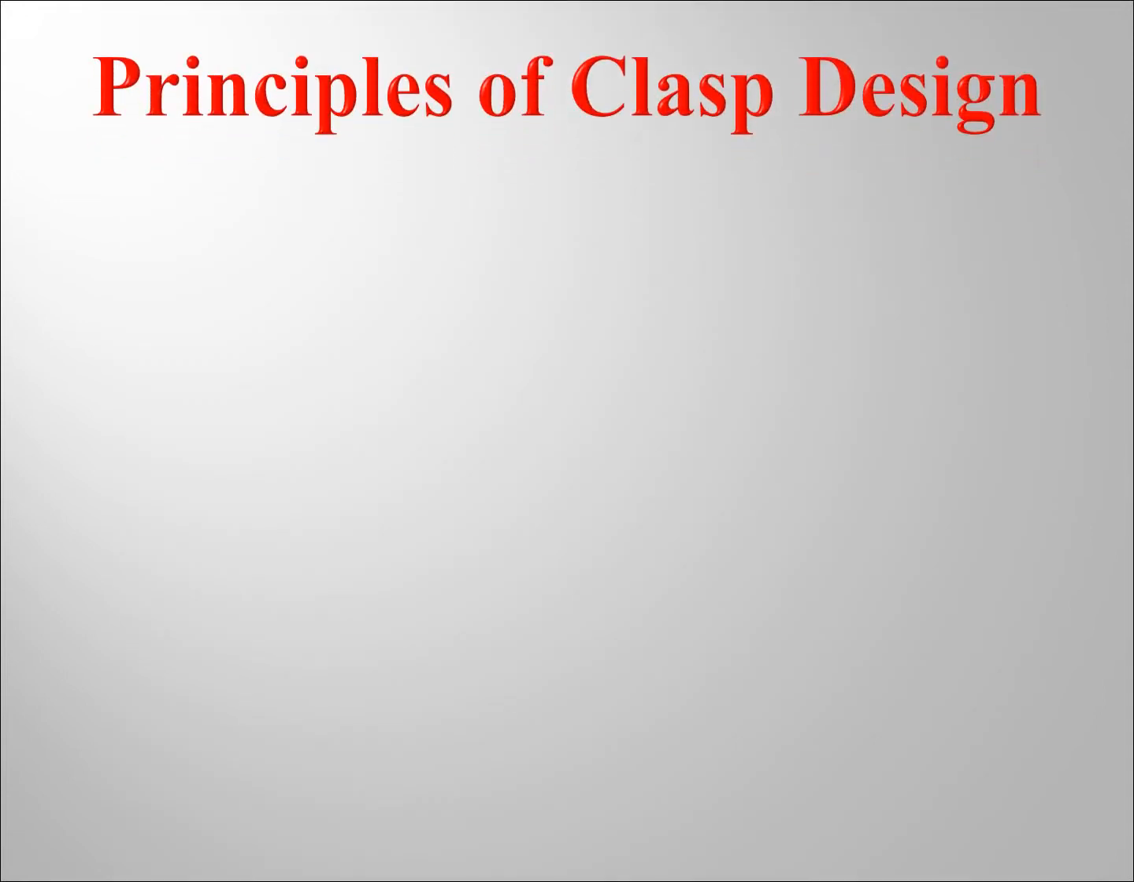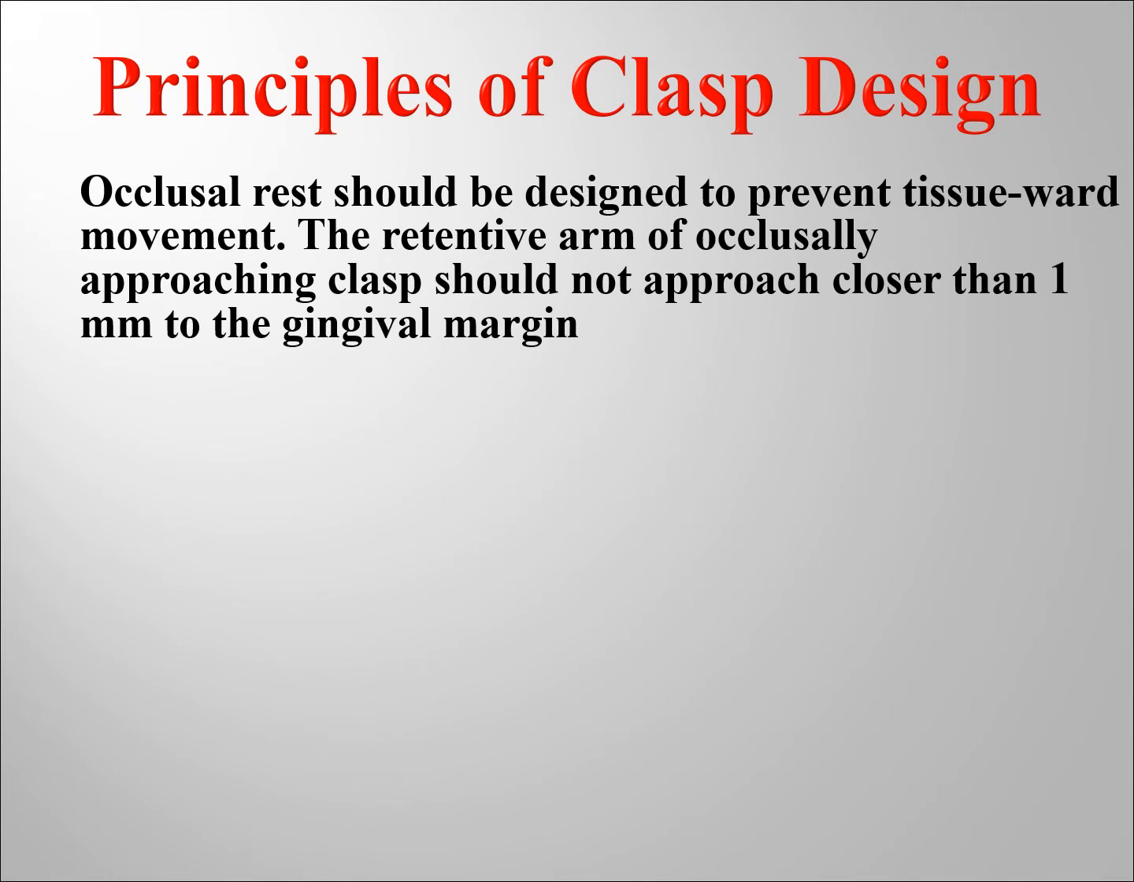Now, the principle of clasp design, first of all, there should be a rest. The rest is designed to prevent tissue-ward movement of the clasp assembly. The retentive arm, and this is very important, the retentive arm of an occlusally approaching clasp should not approach closer than 1 millimeter to the gingival margin. Otherwise, it irritates the gingiva.